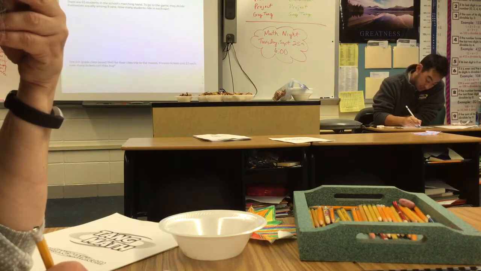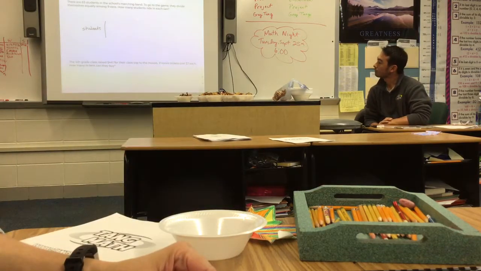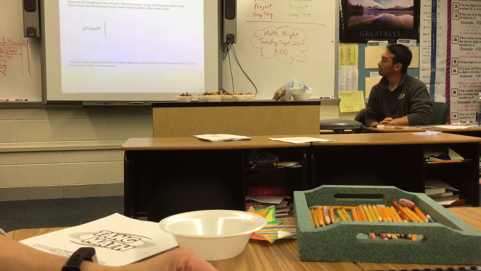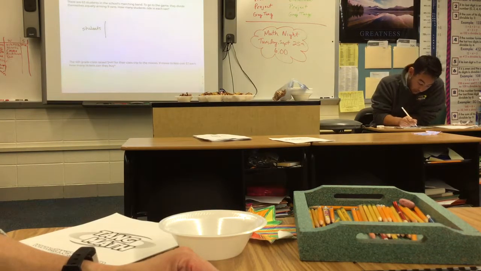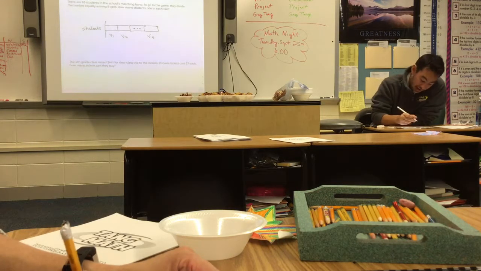Who or what is this problem about? Students. Good. And we write students just like we've been doing. There are 63 students in the marching band. To go to the game, they divide themselves equally among 9 vans. How many students ride in each van? Well, there's van 1, there's van 2, these are my groups. Here are all the vans in the middle, and what do we know? There's 9 vans altogether. There's 9 groups. Do we know the size or value of each group?